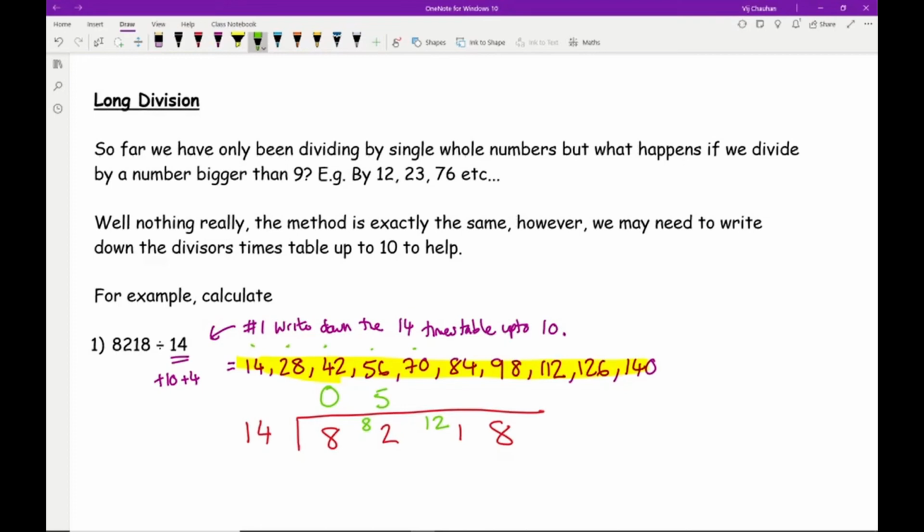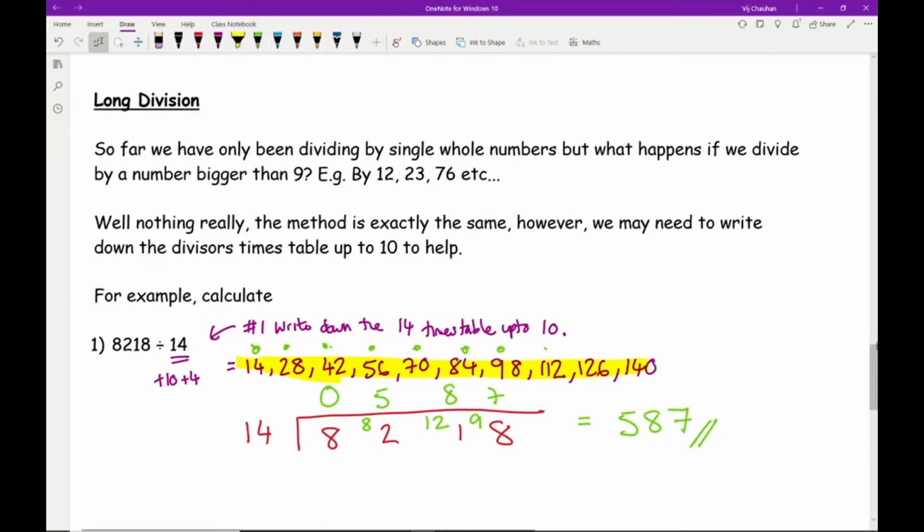How many 14s going into 121? So I've got 1, 2, 3, 4, 5, 6, 7, 8. So it's going to be 8, remainder, and that's going to be 9. And then finally, how many 14s going into 98? Well, it's going to be 1, 2, 3, 4, 5, 6, 7. So giving me a final answer, and I've got no remainder, so the final answer is 587.